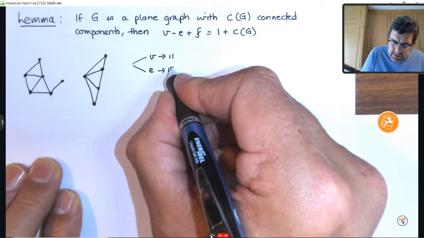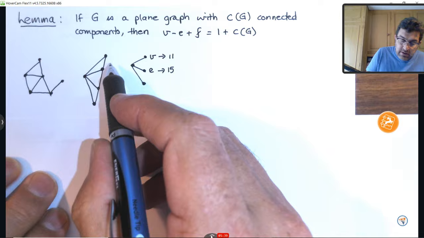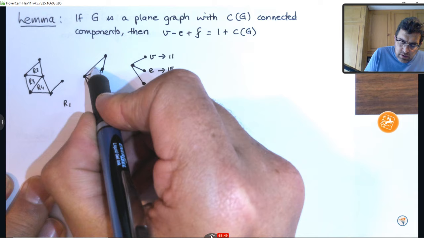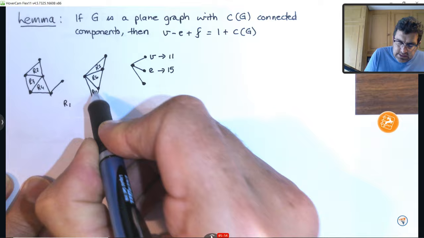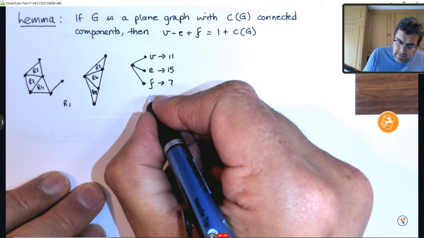Okay, and then the number of regions that's created by this particular graph. Now remember, the region on the outside of the graph, let's say that's region 1. Then we have region 2, region 3, region 4, region 5, region 6, region 7. So the number of regions in this graph is 7. Now how many connected parts are there? There's 2 connected parts. So CG is indeed 2.